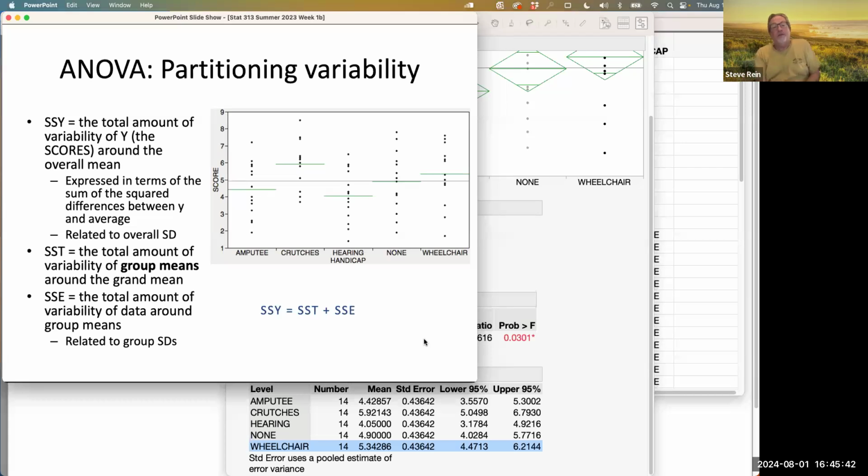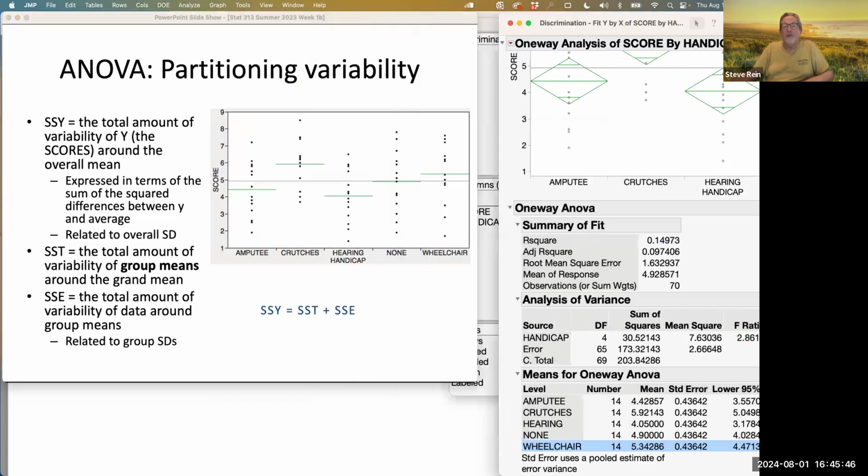So our sums of squares in total in any analysis, and you can see the sums of squares column, the total amount of variability, sums of squares total, in this case 203.4, is broken down into how much can be attributed to the handicap groups, in this case 30.5, and then other things, variability within the groups in this case.